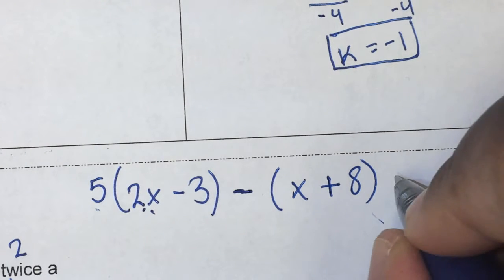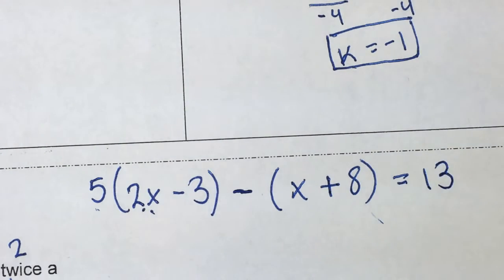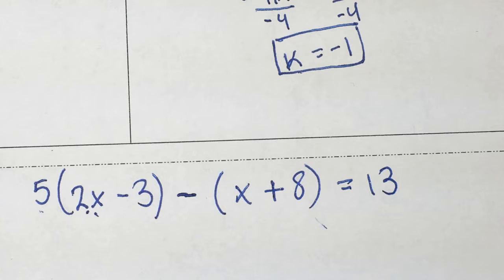And then all that equals 13. That's the equation you should be able to write based off of what they wrote in words there. And then after that, you solve. I wrote it for you, you solve it. Like I just talked about, you've got just a negative sign in front of the parentheses. You should be able to handle that now.